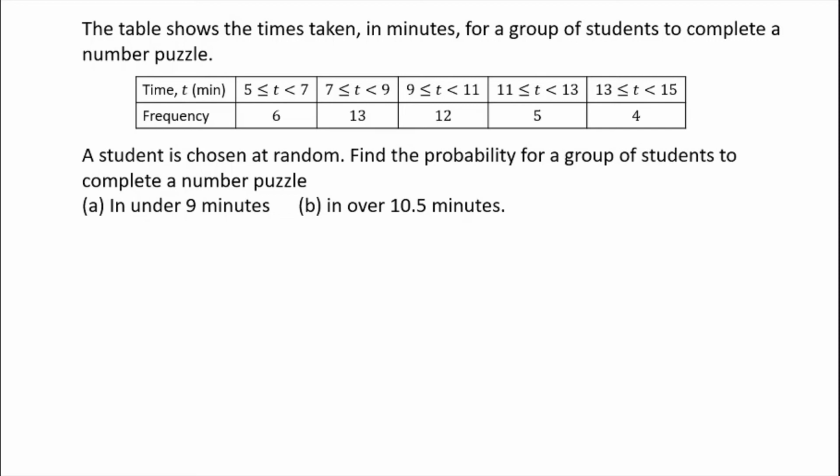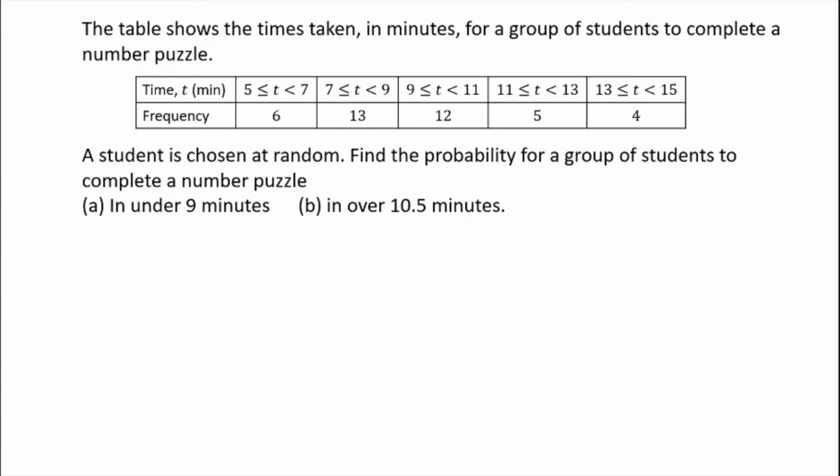So, the experiment here is that a student completes the number puzzle. The events could be any groupings of these completion times, and the sample space is the table itself, all of the possible outcomes from the time recorded for the student to complete that puzzle. Now, in this particular question, the first event we're going to calculate is the probability that a student is chosen at random and they complete the number puzzle in under 9 minutes.